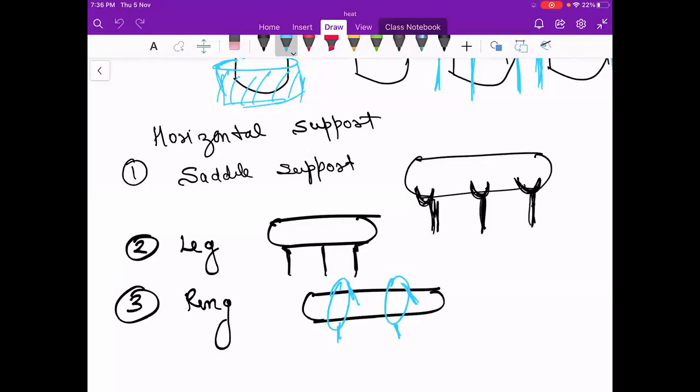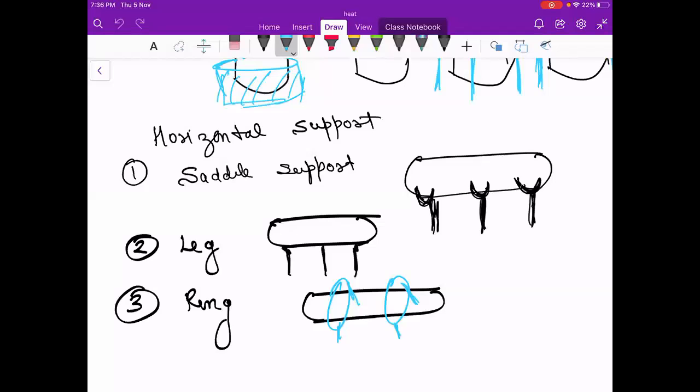There are no notes. See here, can you tell me what notes I can give here? There is a saddle support which is used for heat exchangers. That's it. There are no notes here. You have to remember the names: saddle support, leg support, ring support. That is the thing. And in an interview they can ask you how they look. Approximately how they look, they can give you a pen and ask you to draw this. That is the only thing they can ask you from this subject.